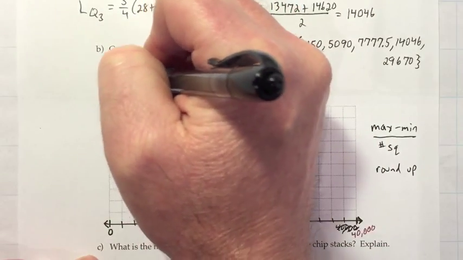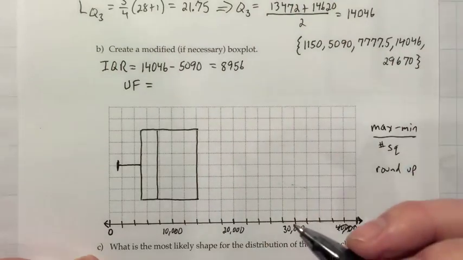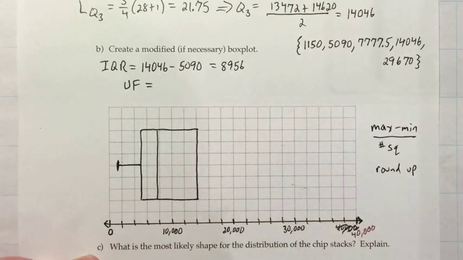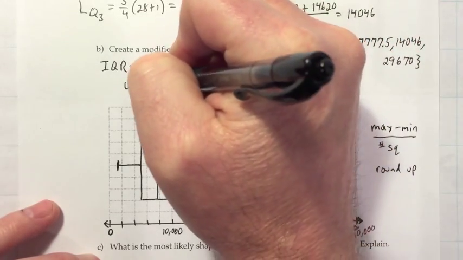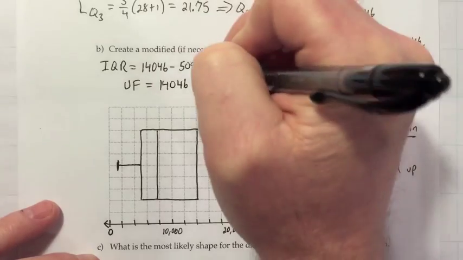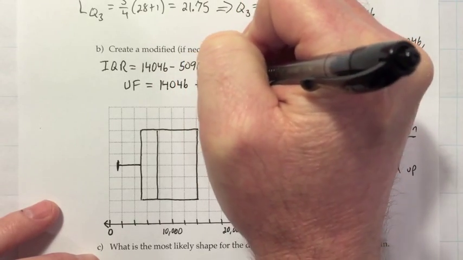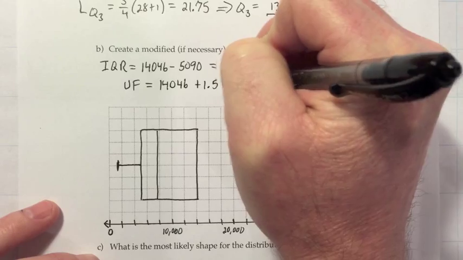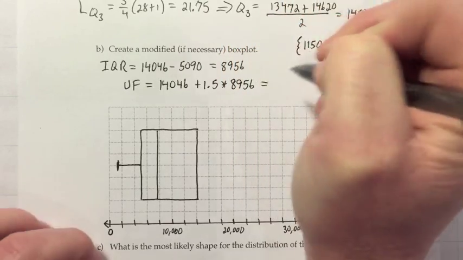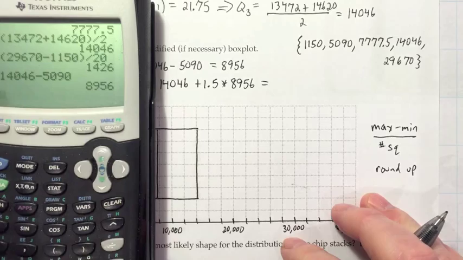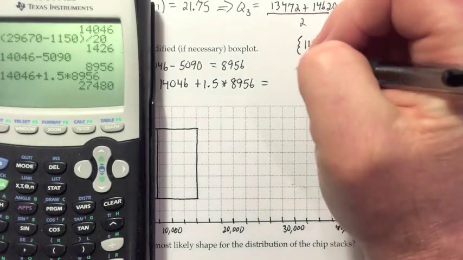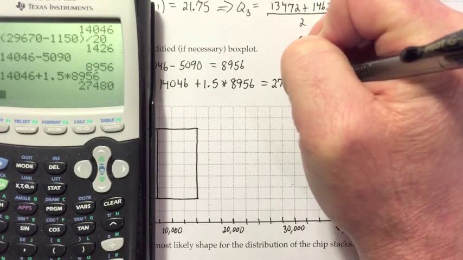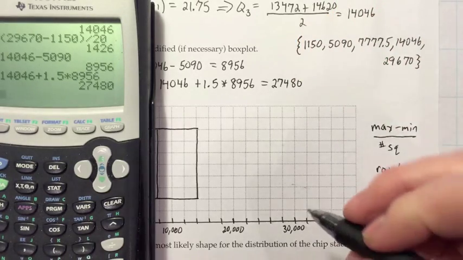And now I'm not worried about an outlier on the left side, so I'm just going to check the upper fence because I think I probably do have an outlier on the right due to how long the whisker would be if I just drew it in. So I'm going to do the right side of the box, which is Q3, 14,046, plus 1.5 times the width of the box, and the length of the box is 8956, and that's going to give my upper fence. So let's see where that would be. 14,046 plus 1.5 times 8956 is 27,480. So that's just short of 28,000.